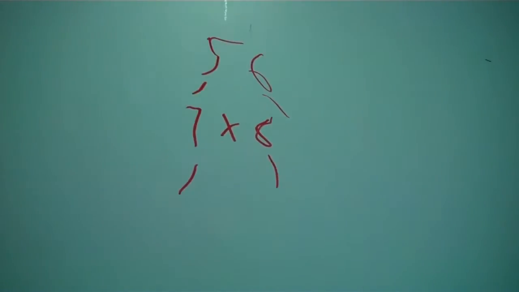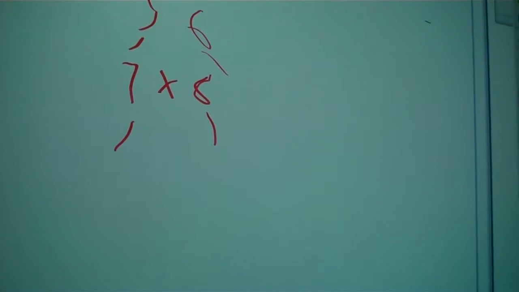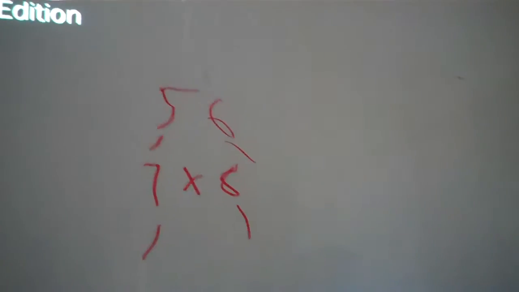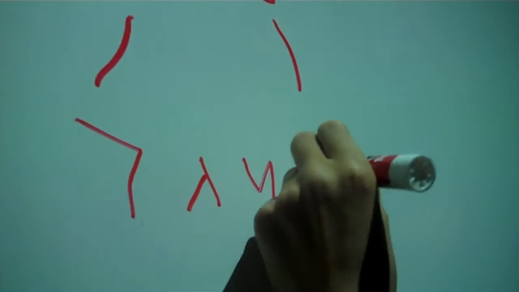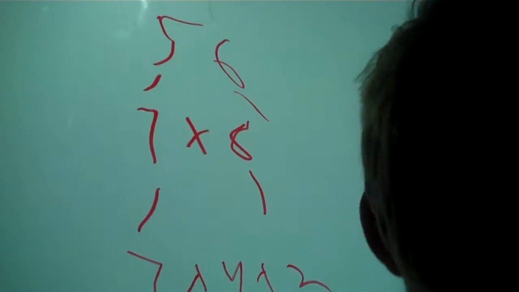You'd have to take down the 7 and put the 7 down once more. Then you'd have to do 2 times 4 for the 8. Is it right? Yep. Okay, so then you'd go 7 times 4 times 2. Am I right, guys? Correct.